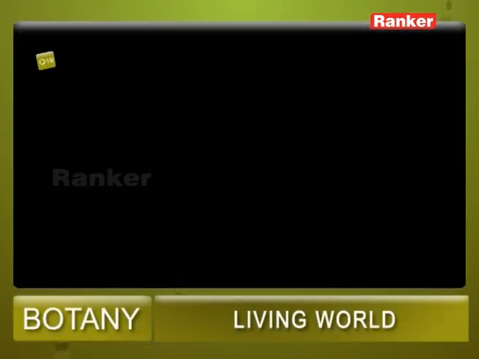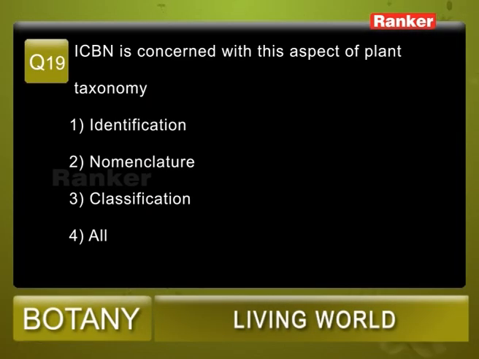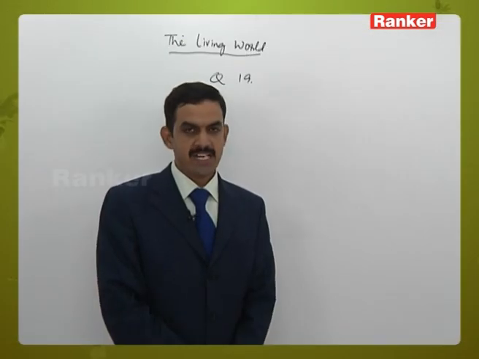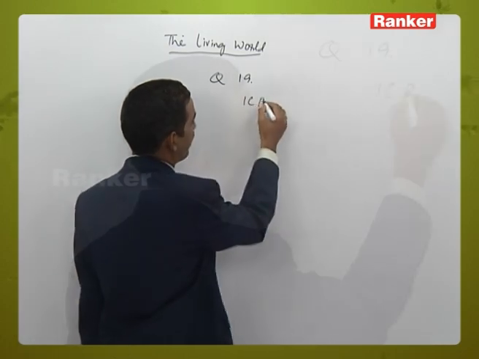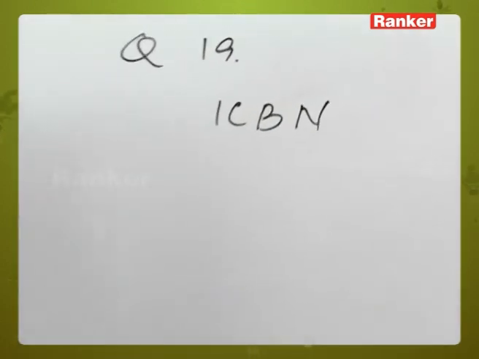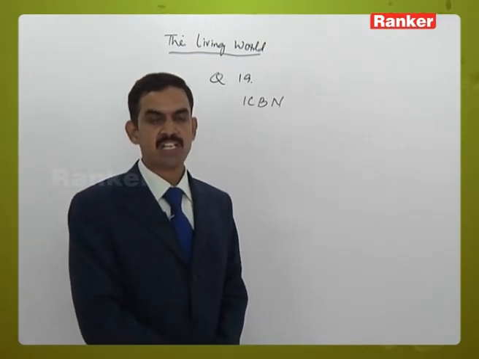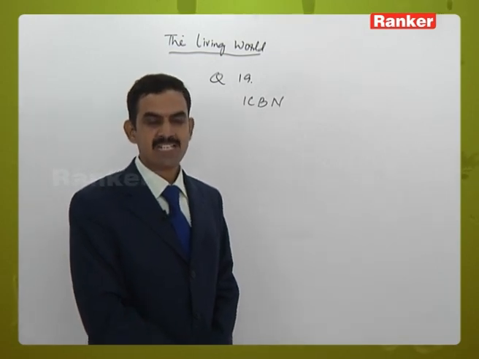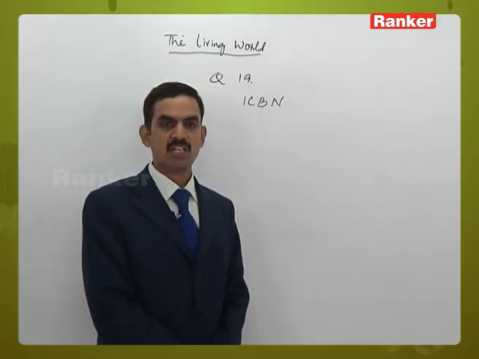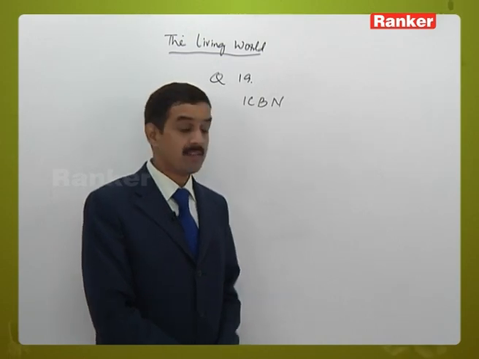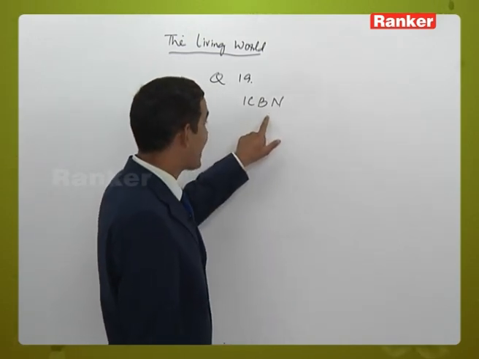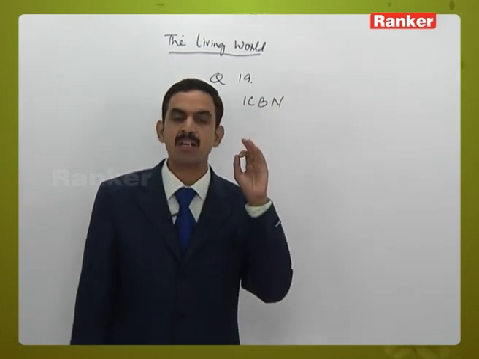Question number 19, ICBN is concerned with this aspect of plant taxonomy. Options: 1. Identification, 2. Nomenclature, 3. Classification, and 4. All. Okay, here what does ICBN stand for? International Code of Botanical Nomenclature. That is naming of the plants according to principles or rules prescribed by internationally accepted botanical scientists. It is related to botanical nomenclature, that is naming of the plants.